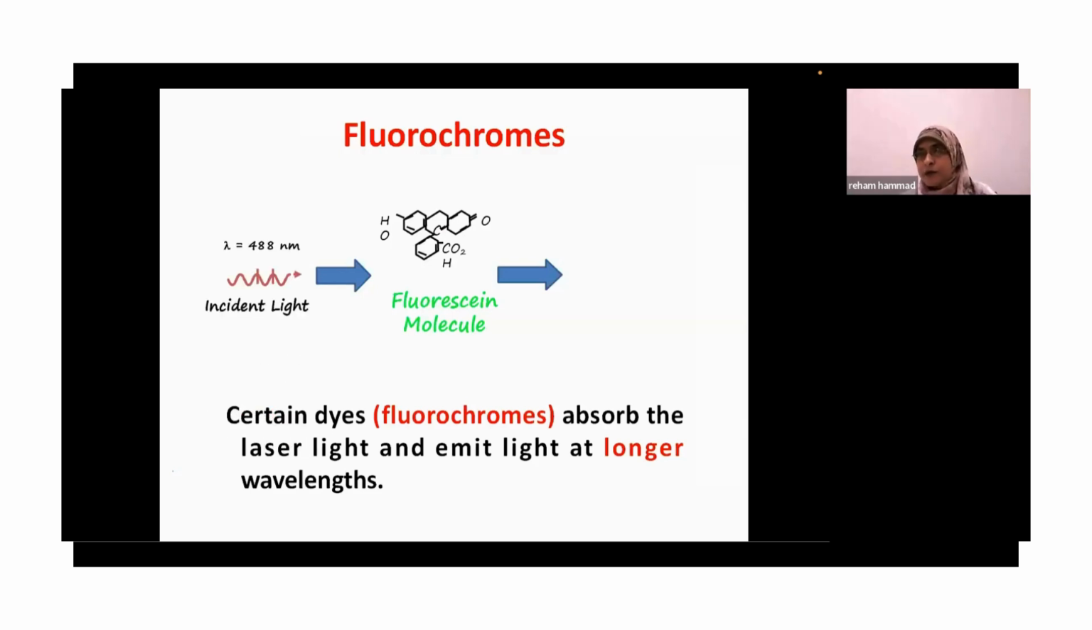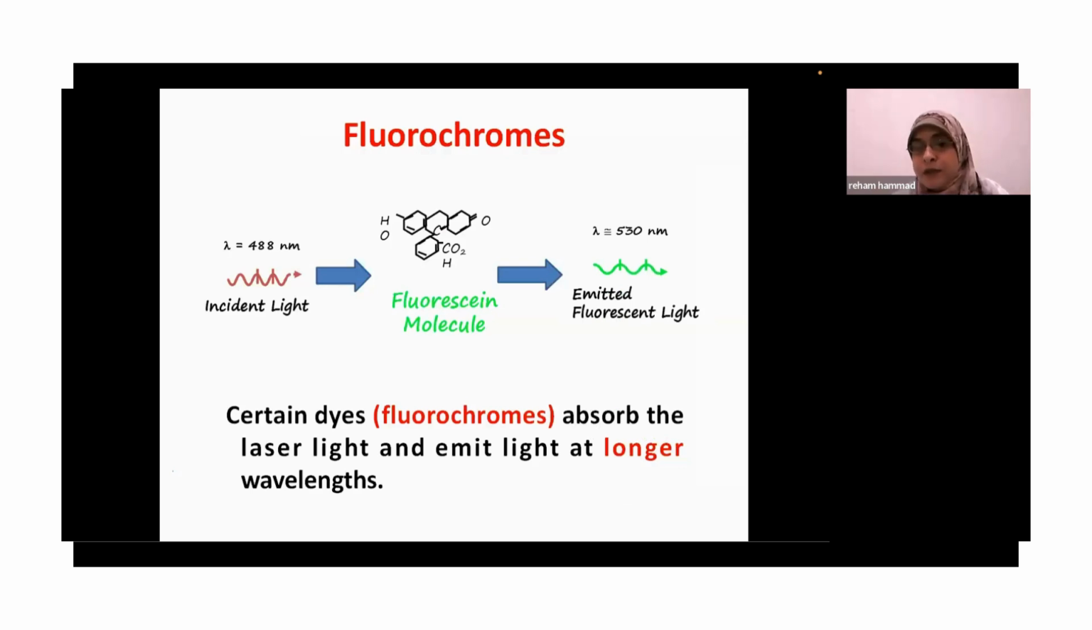So many dyes are actually found. One of the most famous that we usually use, and definitely you are aware of it, is the fluorescein molecule or fluorochrome, which we call FITC. It is stimulated by a blue laser of 488 nanometers wavelength, and when it is stimulated with 488 nanometers, it is going to emit light at 530 nanometers wavelength. So you can see that the emitted light is on a longer wavelength than the incident light which stimulated it. This is as simple as that.